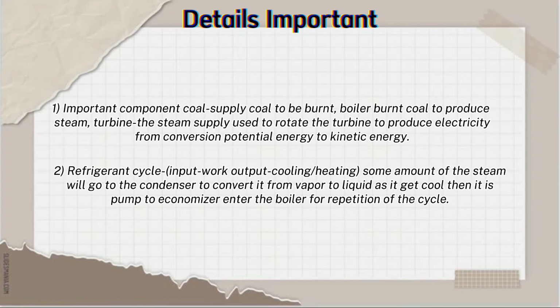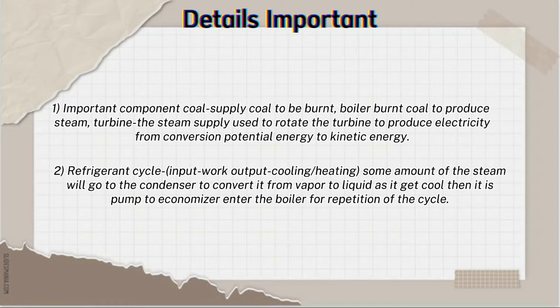There are three important components in a thermal steam plant, which are coal, boiler and turbine. Firstly, the supplied coal will be burned in the boiler to produce steam. The steam produced will be sent to the turbine in order to rotate the shaft of the turbine to produce electricity from the conversion of potential energy to kinetic energy. This coal thermal steam plant also has a refrigeration cycle.